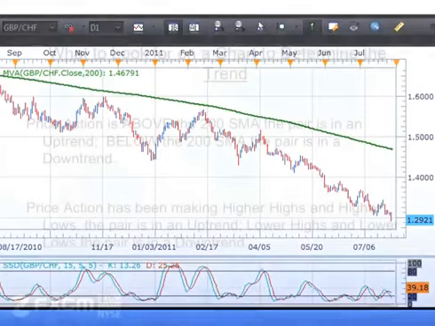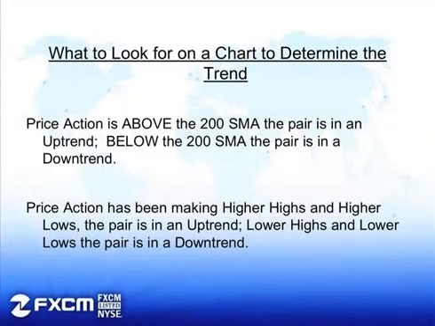So what to look for on a chart to determine the trend? Price action is above the 200-period moving average, the pair is in an uptrend. Below the 200-period moving average, as we have on this chart, it's in a downtrend. Price action has been making higher highs and higher lows, the pair is in an uptrend. If the pair has been making lower highs and lower lows on the charts, the pair is in a downtrend. Let's take a look at that.